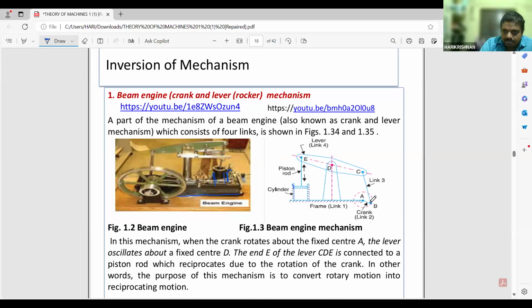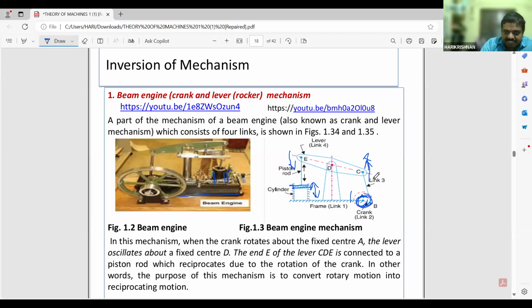Okay, now when this AB rotates, what happens? Link 3 will oscillate. When it moves up, this C will be moving up, and at that time E will move down. So a piston will be there in the cylinder. It will be moving up and down depending upon the rotation of this crank. I think it's clear now.